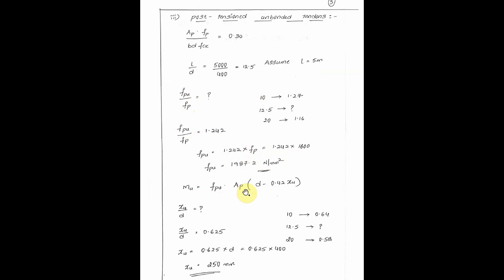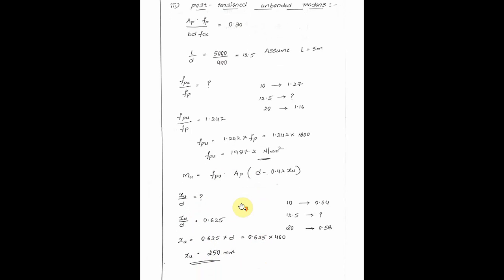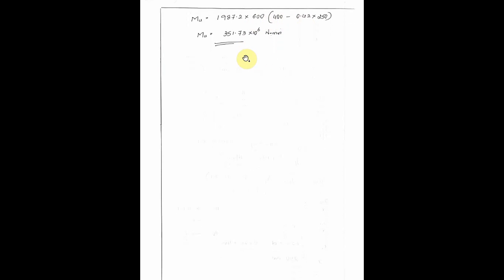Therefore Mu equal to fpu Ap into d minus 0.42 Xu, the ultimate moment resistance. Then you have to find Xu upon d. Therefore Xu upon d is equal to 0.625, and then Xu is equal to 0.625 into 400, that is Xu is equal to 250 mm. Then Mu equal to 1987.2 into 600 into 400 minus 0.42 into 250, that is Mu is equal to 351.73 into 10 to the 6 Newton mm.